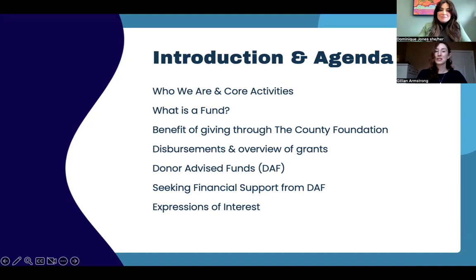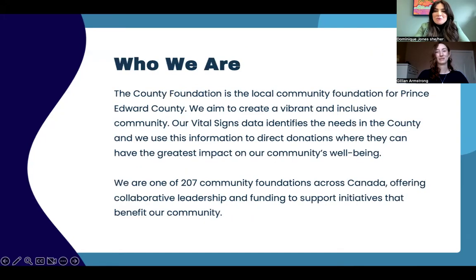We're going to cover what different kind of disbursements look like, an overview of our current grant programs. We'll also be discussing what a donor advised fund is. That's one of our most common types of funds. And then we're going to go into kind of the details of what it looks like to seek financial support from a donor advised fund and what that sort of looks like on the back end for us, as well as covering a new exciting addition to our work with donors and organizations, which is an expression of interest form. Lots to cover.